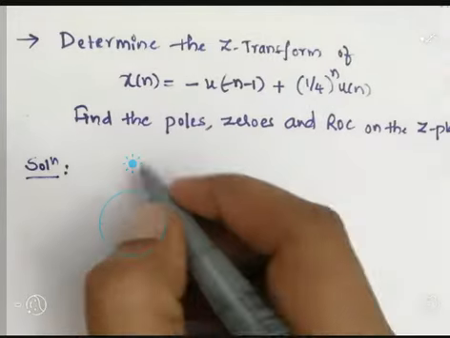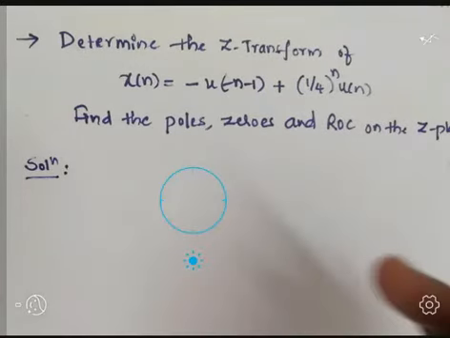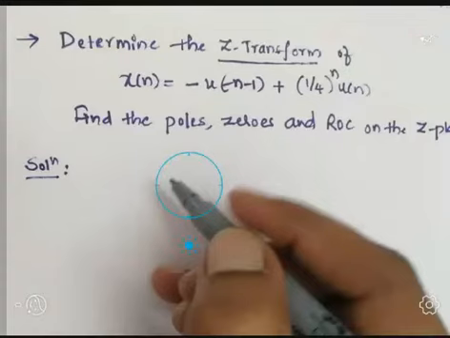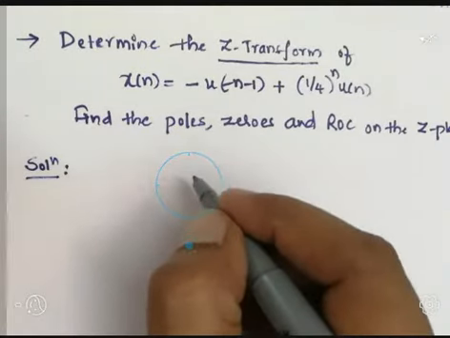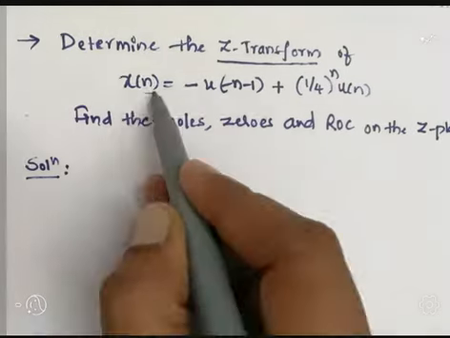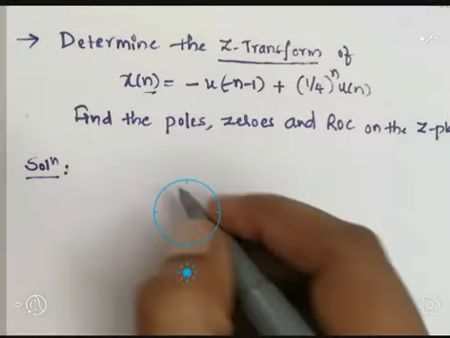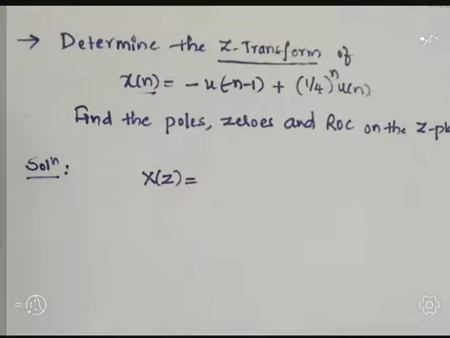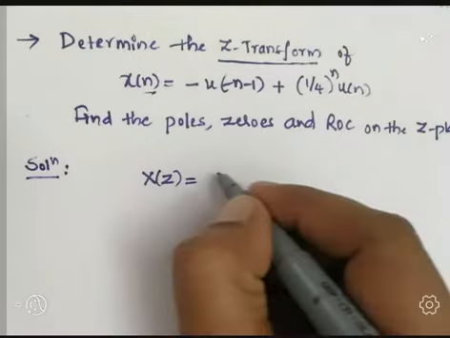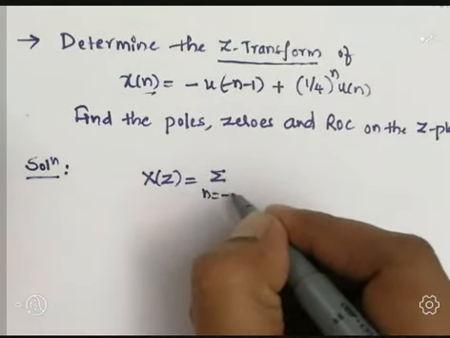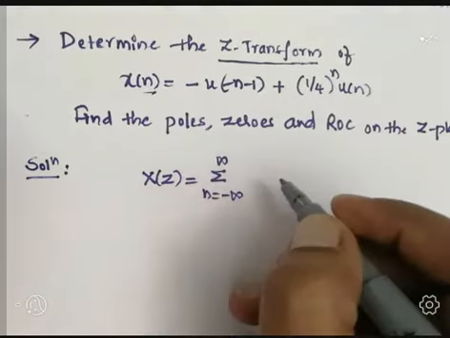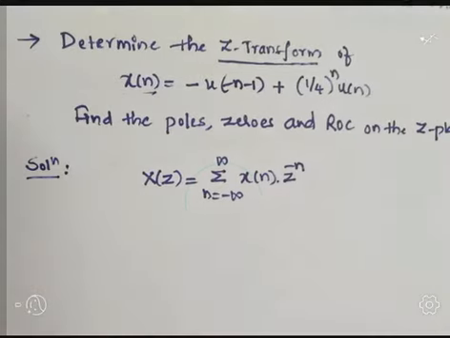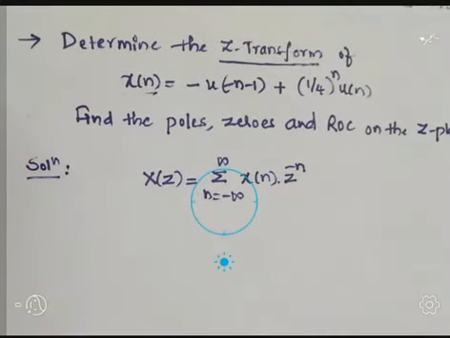First, I will write the definition of Z transform, because we have to find the Z transform for the given sequence. So the Z transform of the sequence x of n is calculated by x of Z is equal to summation n equal to minus infinity to plus infinity x of n Z to the power minus n. Okay, this is the definition of Z transform.